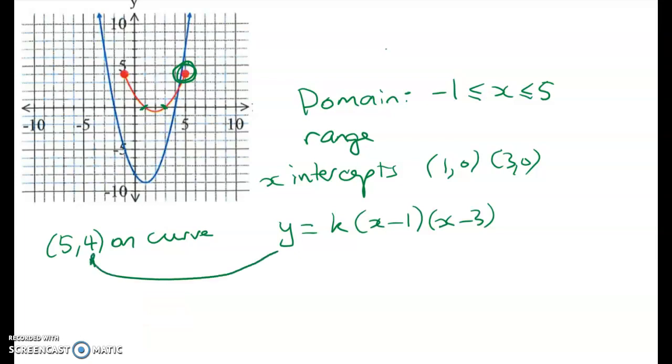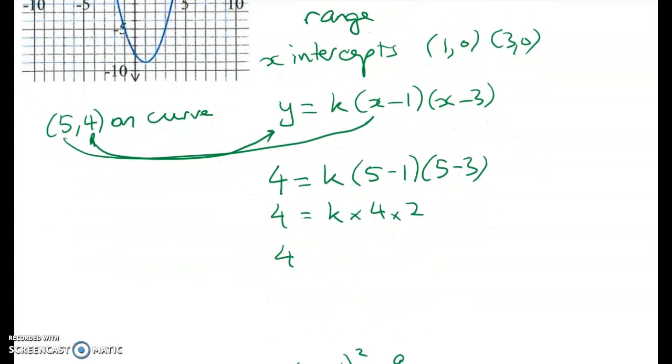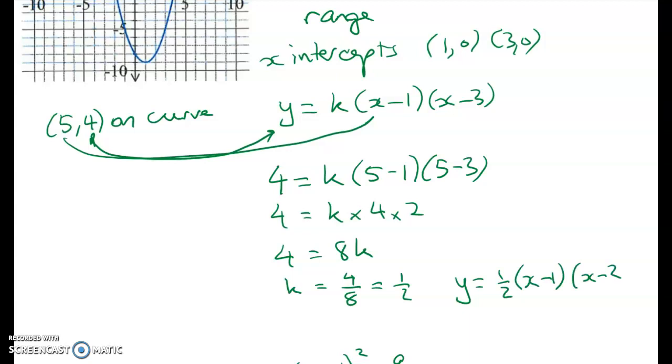So substituting the 4 into the y, we get 4 is equal to k times (5 minus 1) times (5 minus 3). 4 is equal to k times 4 times 2. 4 is equal to 8k. k is equal to 4 over 8, which is 1/2. So we're done. We've got y is equal to 1/2 times (x minus 1)(x minus 3).